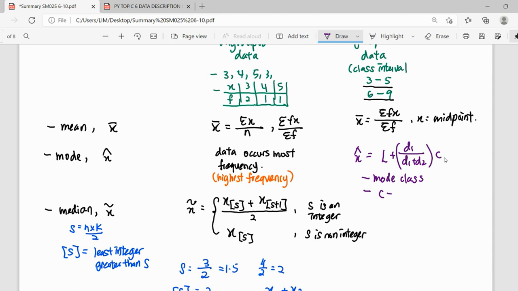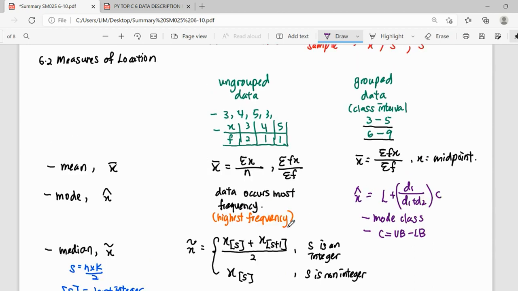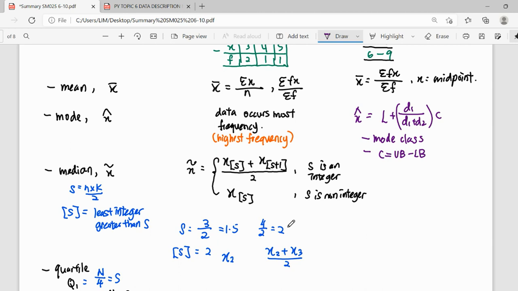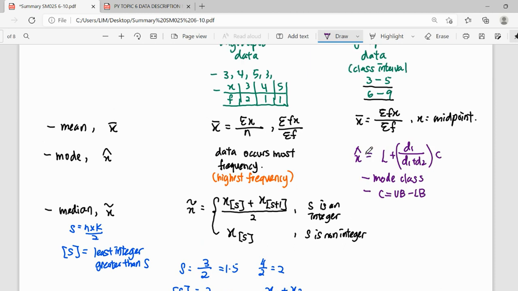C, please use back upper boundary minus lower boundary. Okay, your SPM data would not be as nice as our matriculation data. So your SPM punya data dia memang dah cantik dah. Sebenarnya kita ada berbagai data, dia takkan cantik macam tu. So you kena tahu kalau jumpa data yang tak cantik, nak kira macam mana.